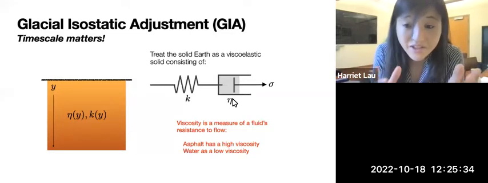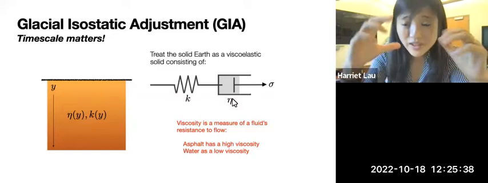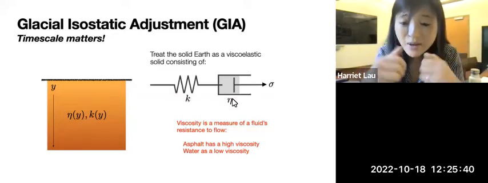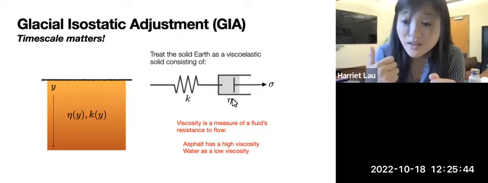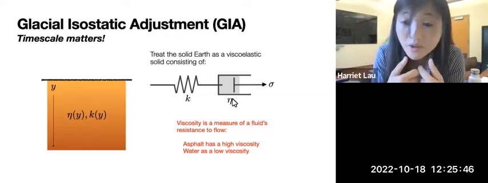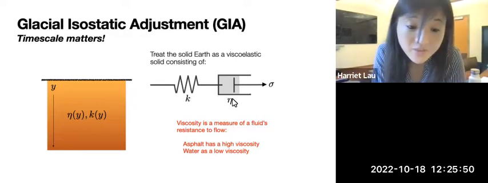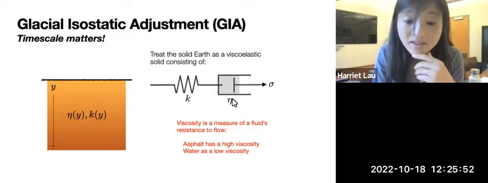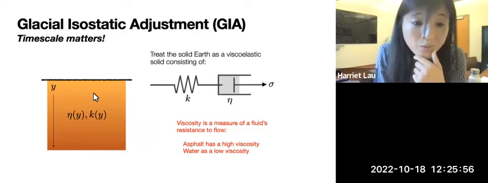And so you can imagine applying stress to this contraption. I'm just imagining this spring and dashpot in between my hands right now. And depending how fast or slow you apply this stress, the spring or the dashpot will deform at different degrees. And so to model GIA, or glacial isostatic adjustment, we really have to know these parameters, the spring constant K and the viscosity, and how they vary within the mantle.